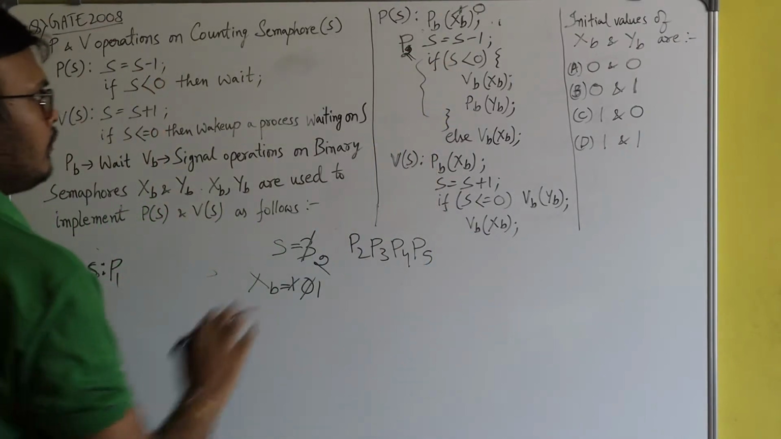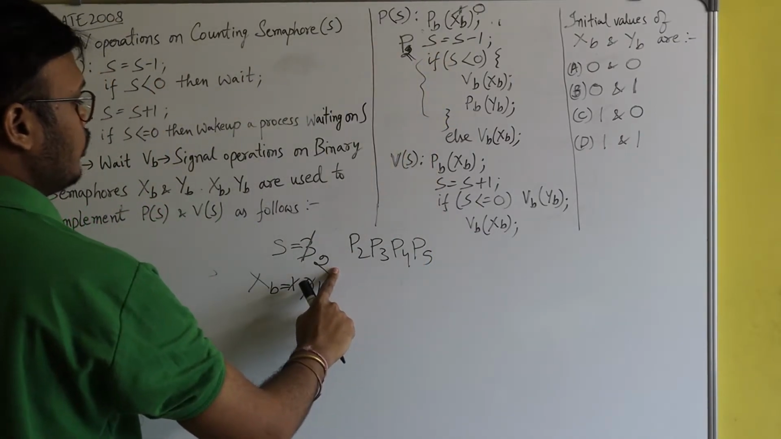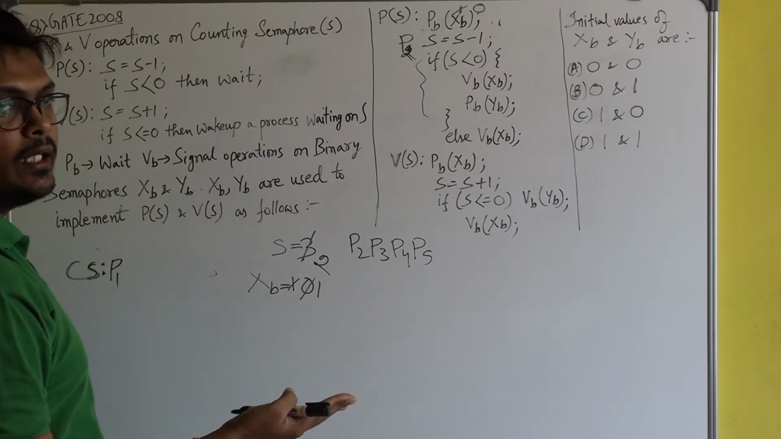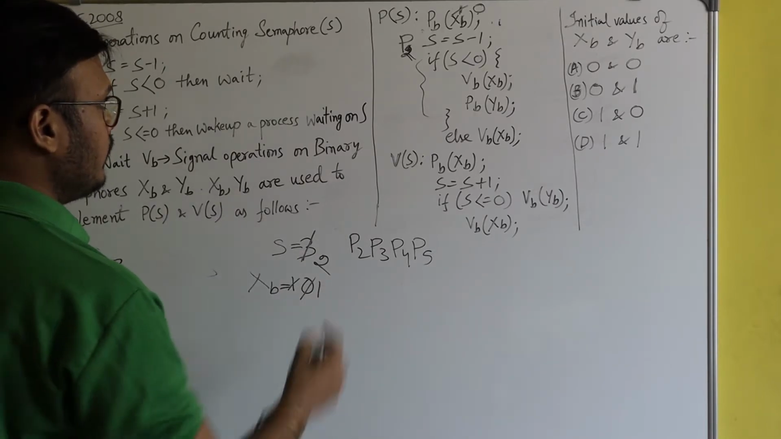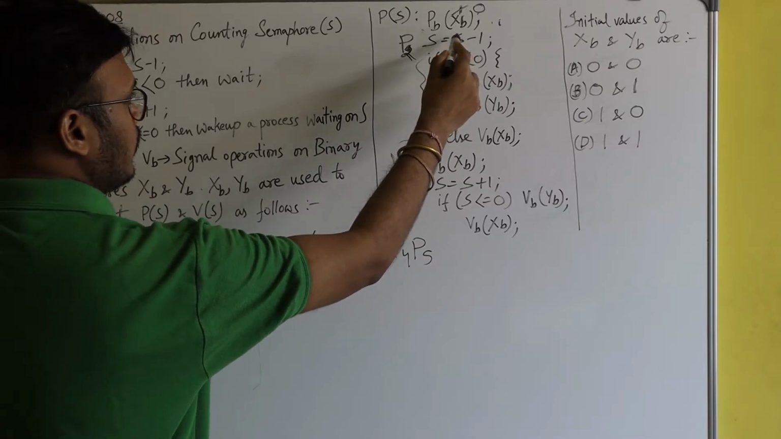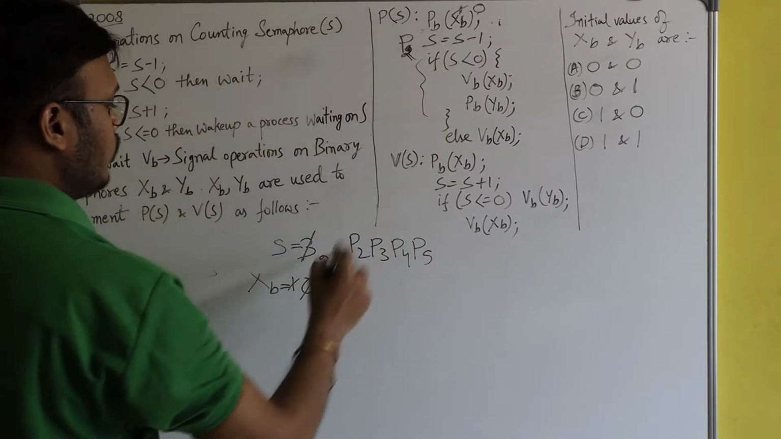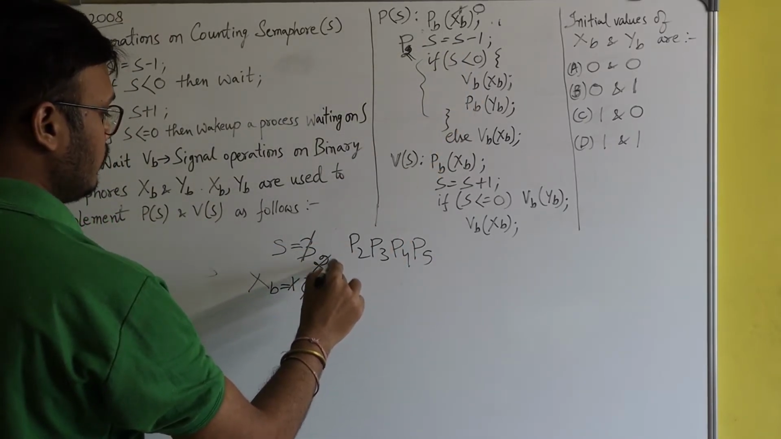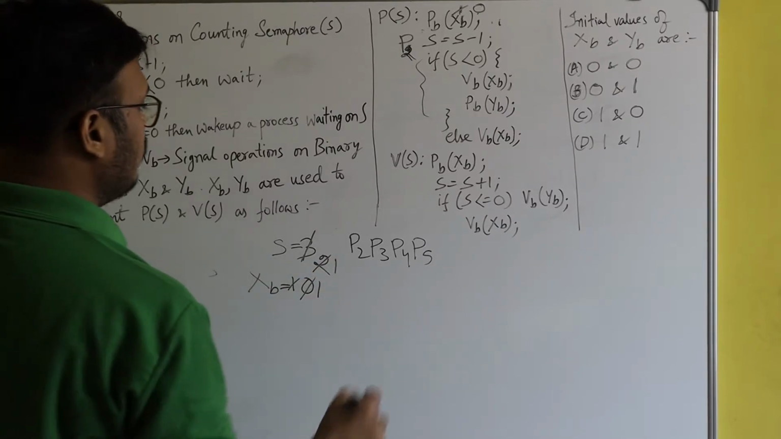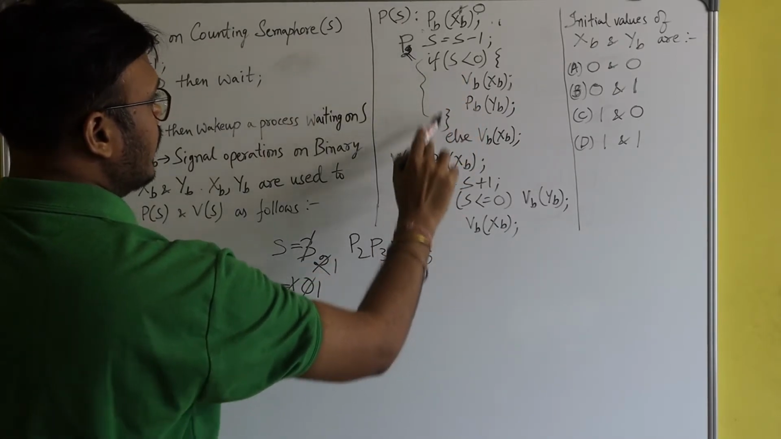Fine. You see the value of the semaphore is 2. It means what? Now 2 more processes can enter inside the critical section. So P2 will decrement it by 1: S is equal to S minus 1. So 2 will become 1. And now this condition will be checked.